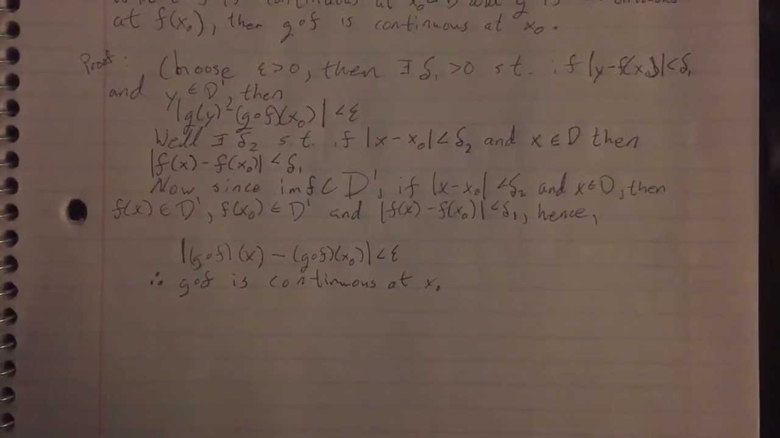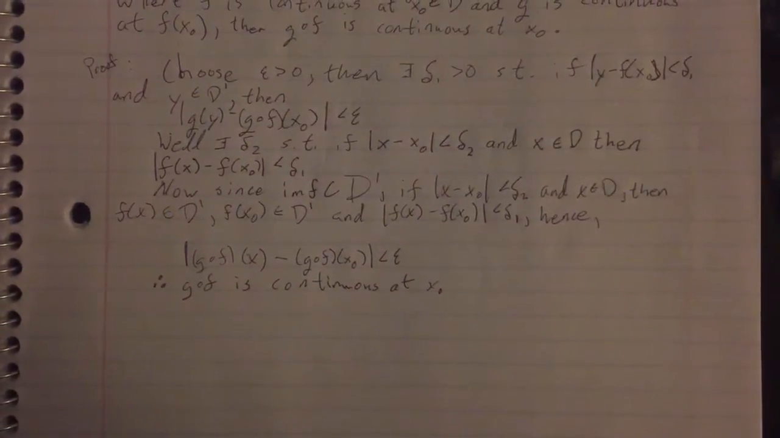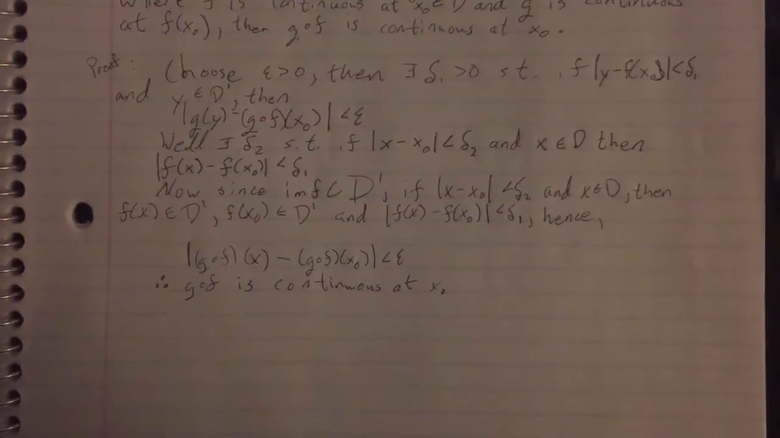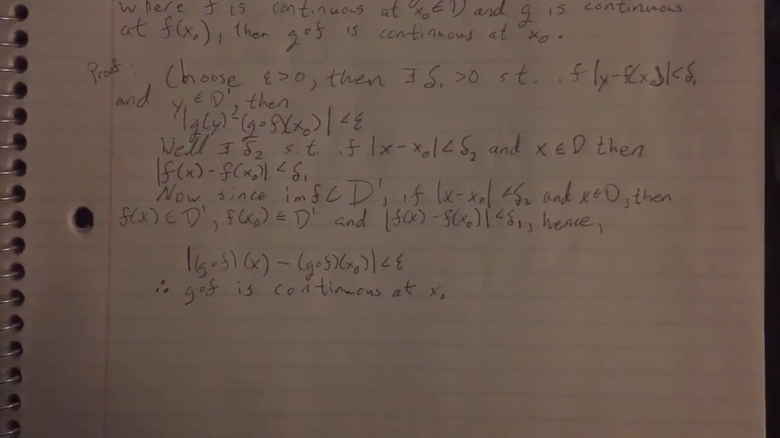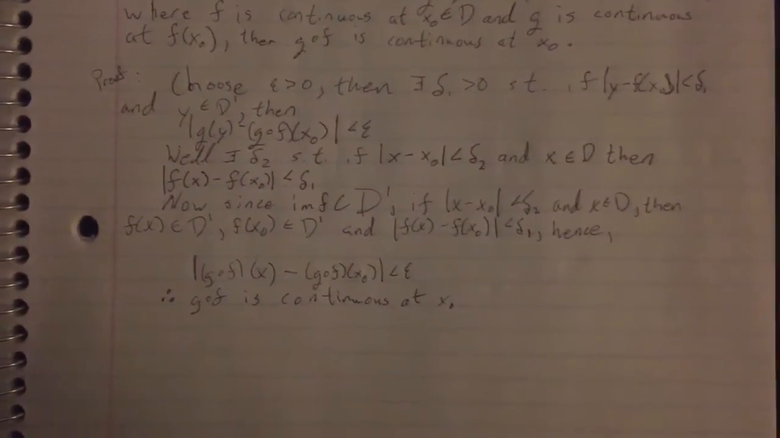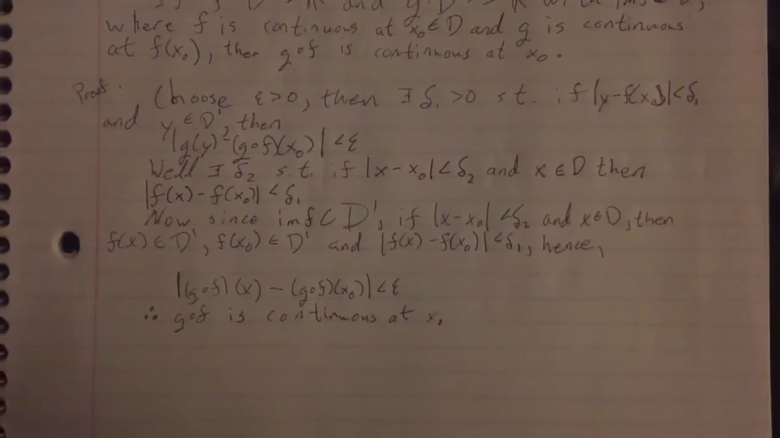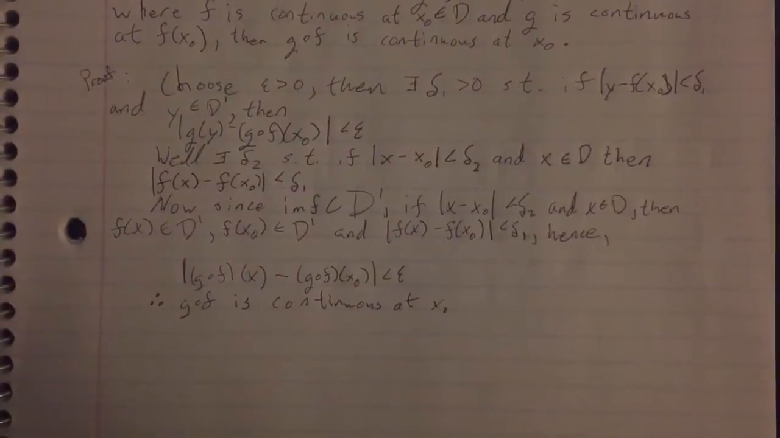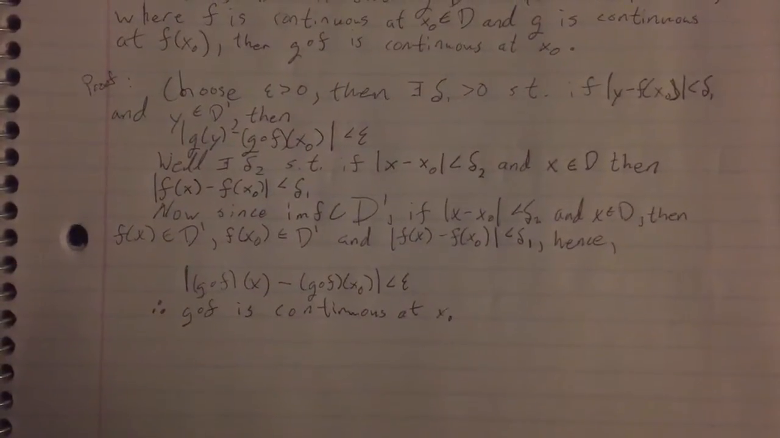Alright, well, let's go ahead and choose a delta 2, so that if the absolute value of x minus x naught is less than delta 2, and x is an element of D, then the absolute value of f of x minus f of x naught is less than delta 1. Now, we're using delta 1 here as a specific epsilon because we know it'll work for any epsilon. So we want it to work for, so we're going to use delta 1 as our epsilon in that particular case.